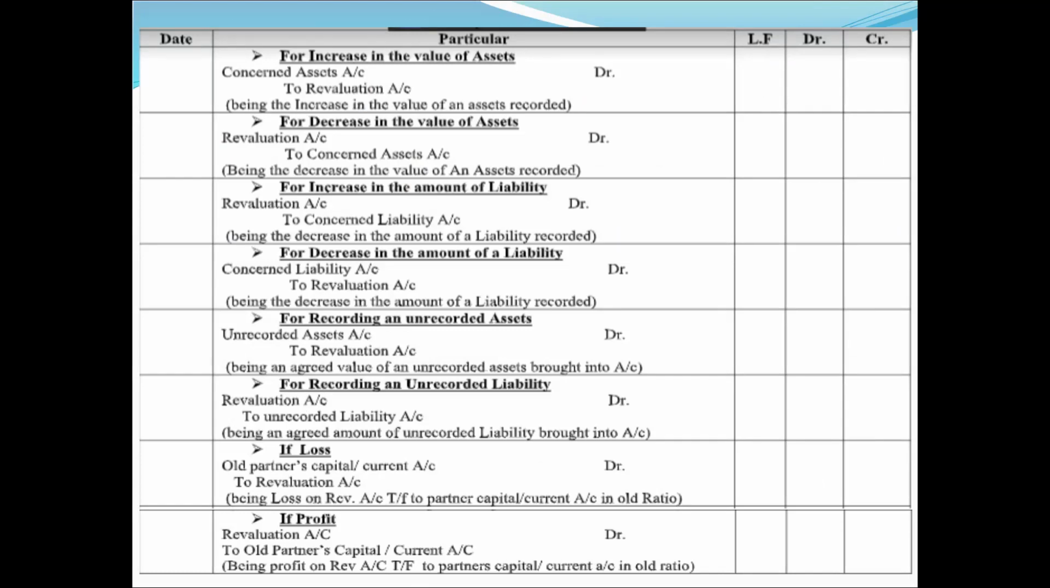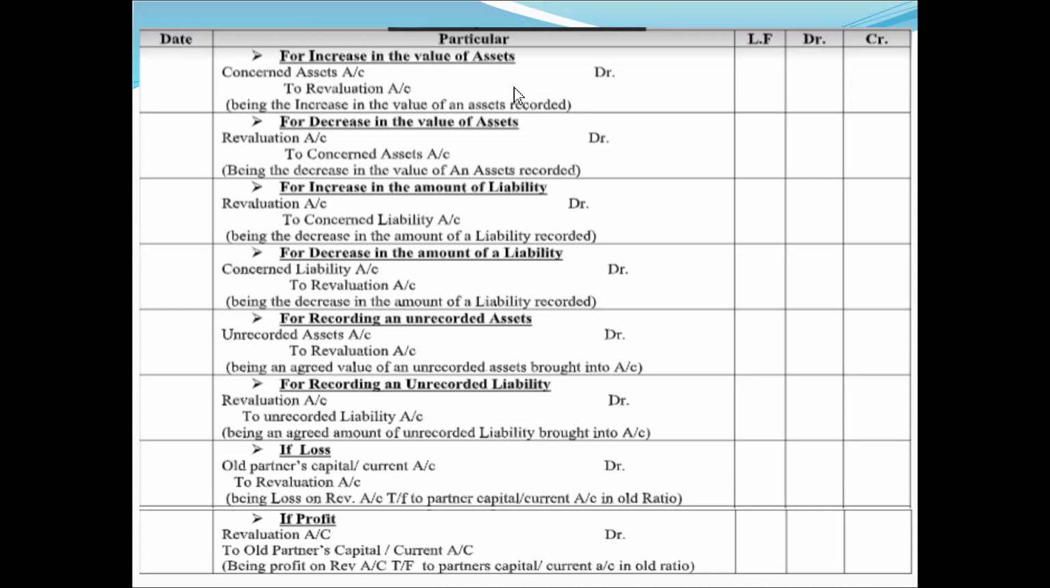Now we have already framed the revaluation account. We just create the journal from the revaluation account we prepared. Concerned asset account debit to revaluation account. Concerned asset account debit means a reduced asset, being the increase in the revaluation account on the credit side.